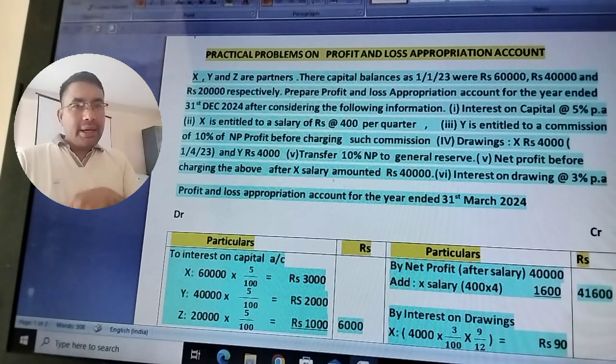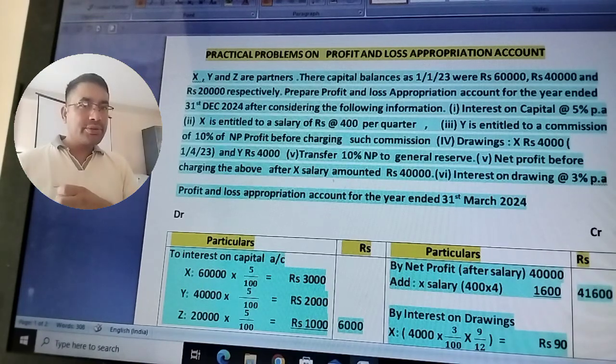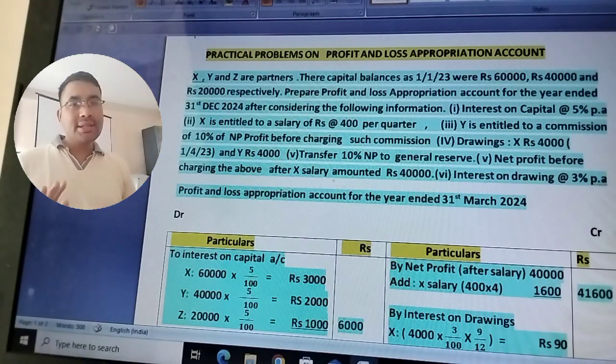Then, Y, rupees 4000. See, X is also 4000, but the date of drawings of X is given, so we have to calculate interest for 9 months, that is, from the exact date of drawings. Y is also withdrawing 4000, but the difference between X and Y's drawing is that in X's case the date of drawings is given, so we count from the date of drawing till the end of the financial year, that is 9 months.